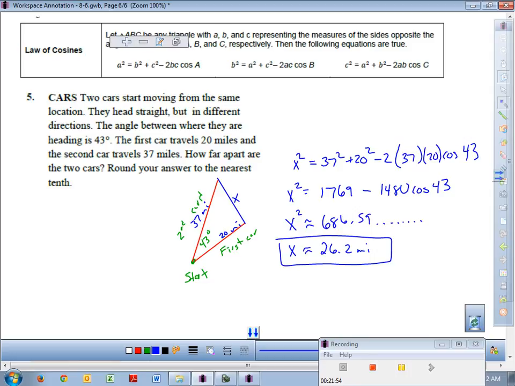So homework is all from a packet. Let me know if you have any questions. Be careful, they mix up law of sines and law of cosines, so figure out what you need. If they give you one side, it's law of sines. If they give you more than one side, it's law of cosines.